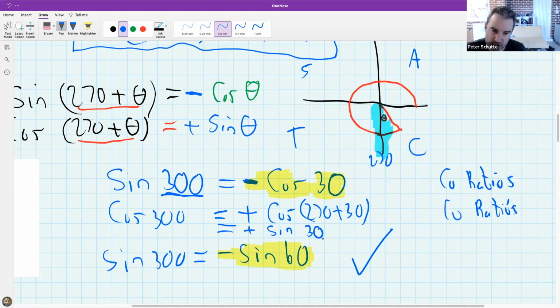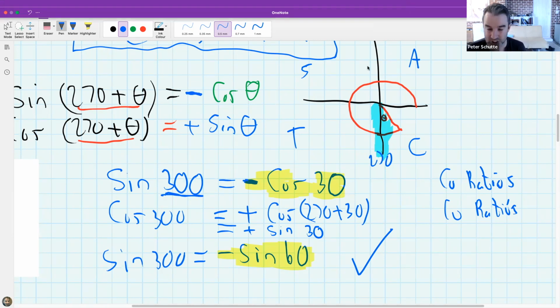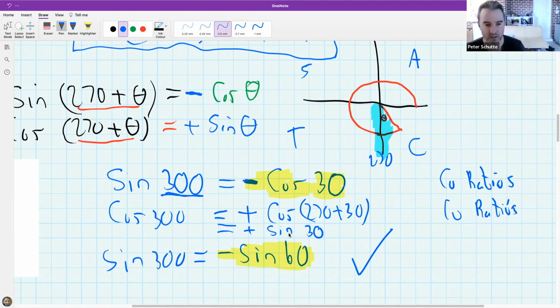Now, in your calculators, again, I know I'm forcing you to check a lot, but check yourself. Is the cos of 300 the same as plus sine 30? If it is the same, give me a thumbs up. If it's different, give me a thumbs down. We need to test the teacher here. We need to make sure I'm telling you the truth, the whole truth, and nothing but the truth.